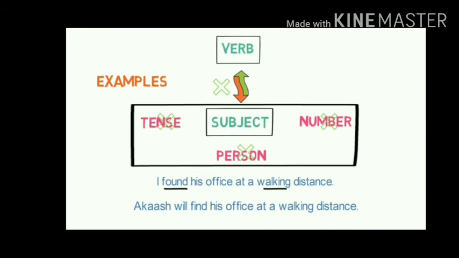Second sentence, Akash will find his office at a walking distance. In this sentence also we have two verbs. One is will find and second is walking. Will find is the finite verb because it is according to the tense, according to the future tense. But the other one is not according to the tense, so it is non-finite verb.